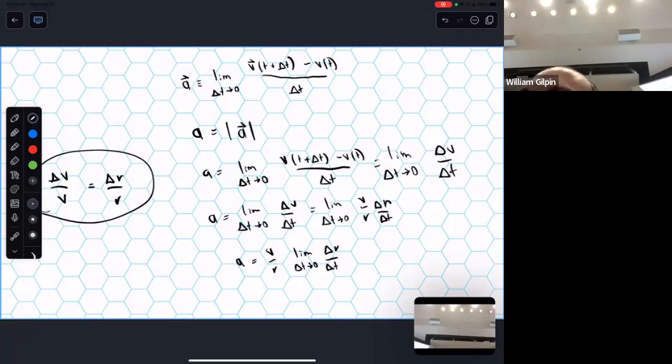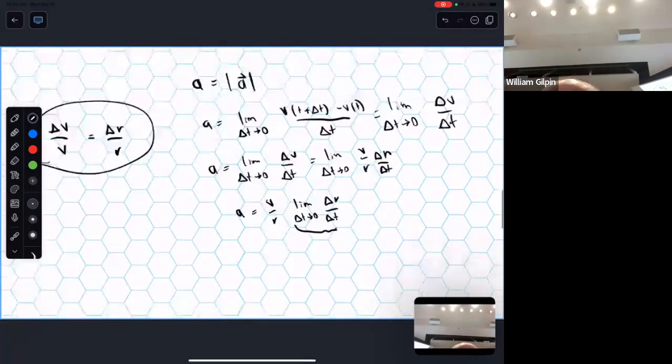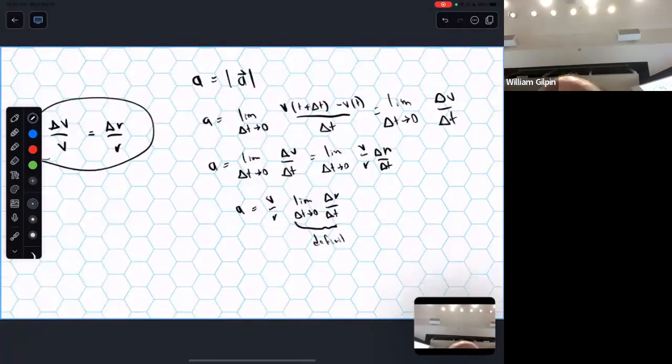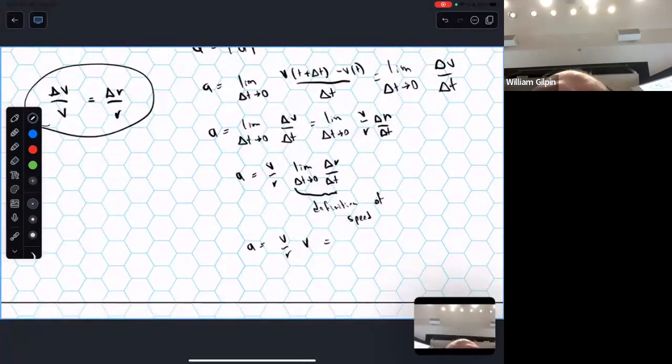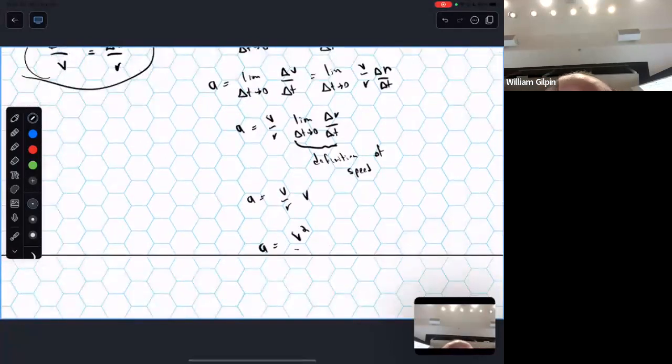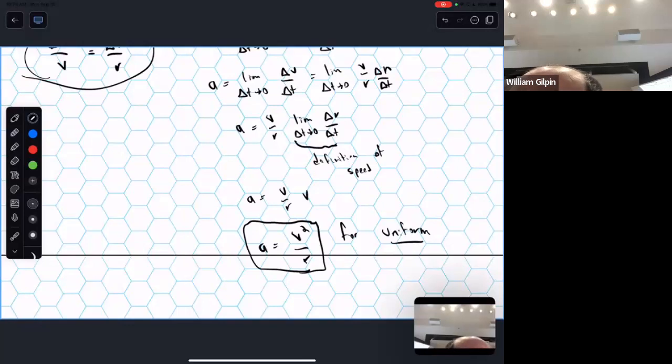And so now I can use the fact that this is the definition of speed to simplify this and get that A is just equal to v over r times v. And so I get, let me do this on a new line, A equals v squared over r. For uniform, I'm going to emphasize uniform because there are cases that we'll see in the future where things don't move at a uniform speed. For uniform circular motion. So this is a super handy formula, right?